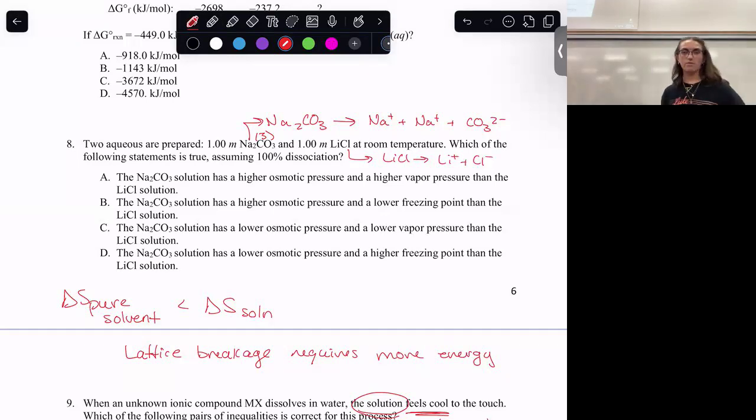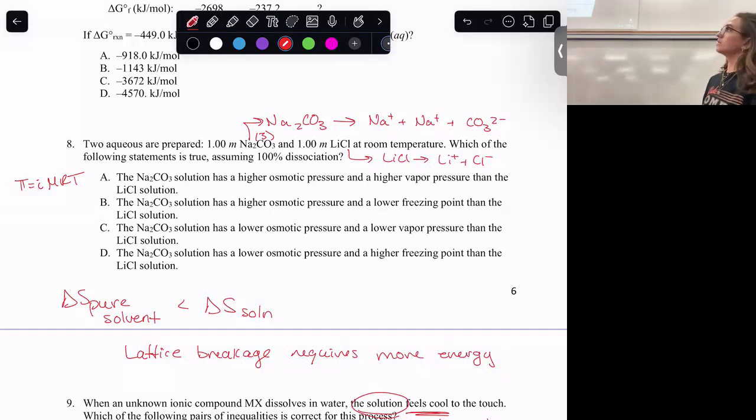Okay, and now we're asking for osmotic pressure. What is the formula for osmotic pressure? Perfect. That is given to you on your formula sheet. You don't need to memorize that one, but you do need to recognize that it's osmotic pressure. It's not labeled as osmotic pressure.